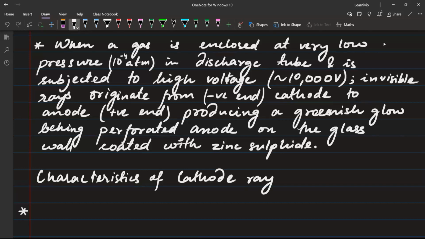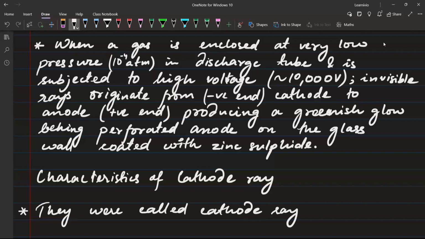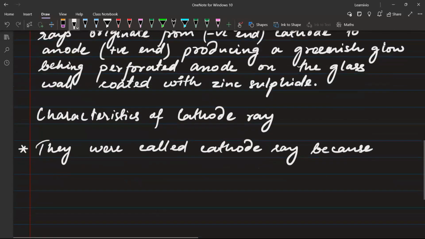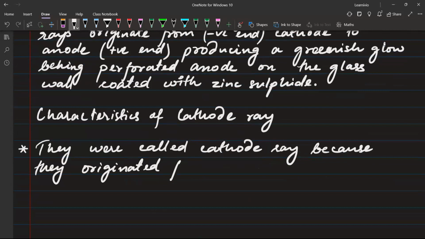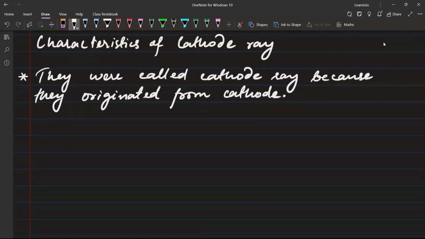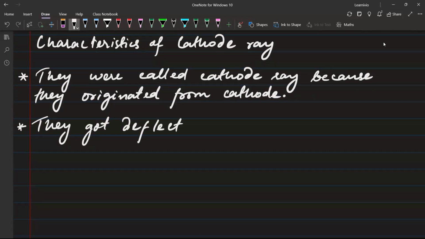The first point, please write: they were called cathode rays because they originated from the cathode. Please write these things with me, okay? Next point we will write: these rays got deflected in the presence of a magnet.